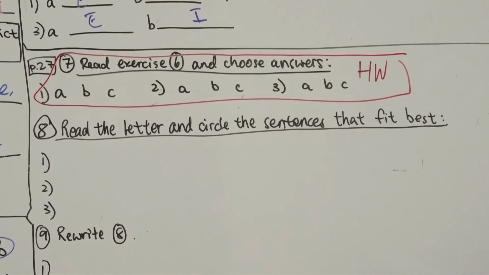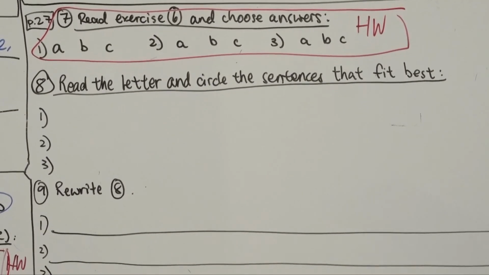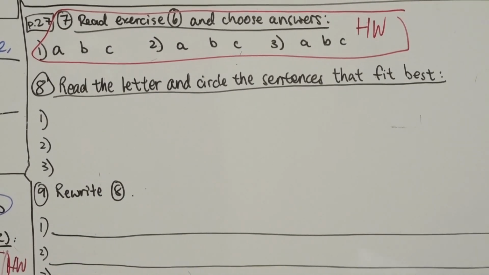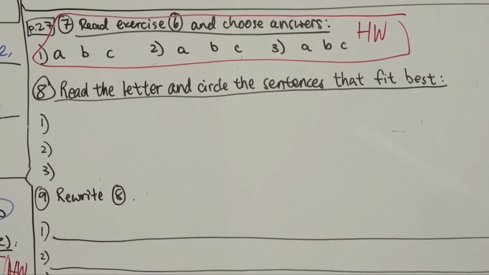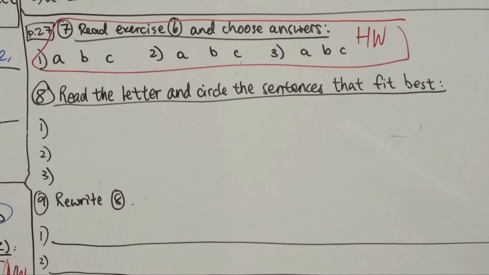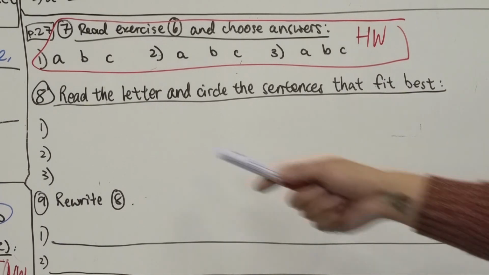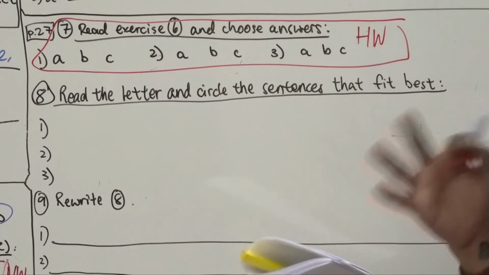I'll do parts with you and then you go home and do the writing exercise. This is important because this is writing, okay? You have to test out your skills. All right, so now read the letter and circle the sentences that best fit, okay? I will not write the whole sentence, just parts of it. So which one best fits?